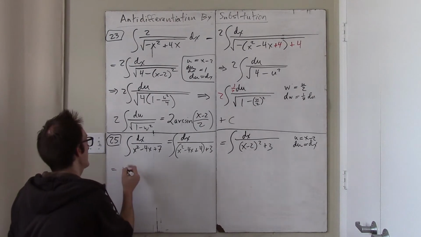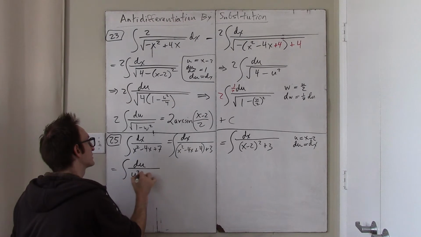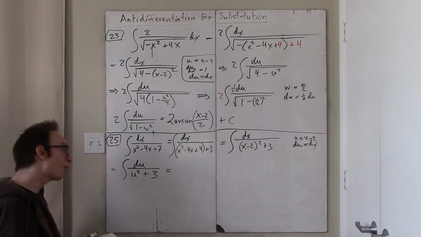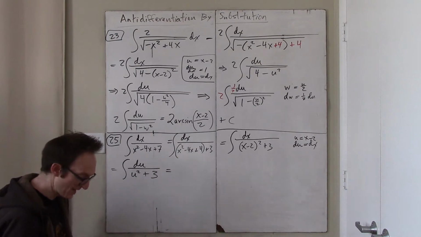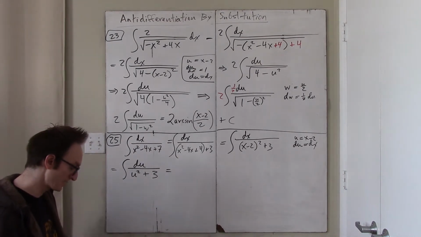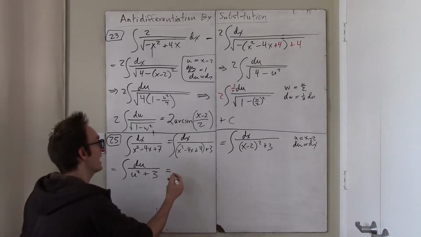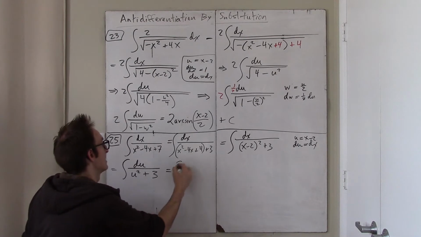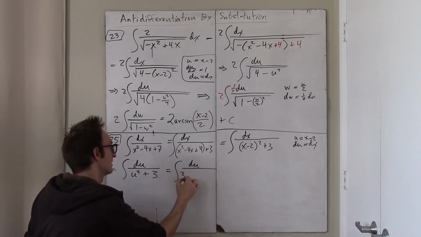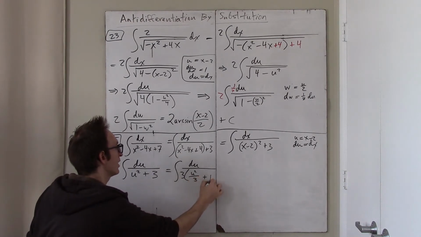Leaving me with du over u squared plus 3. At this point, this is now like our fourth time doing a problem like this. But here, since 3 is not a perfect square, it's going to get a little bit ugly, so don't be scared when it does. What do I mean by that? Well, in the denominator, I will factor out a 3, leaving me with u squared over 3 plus 1.